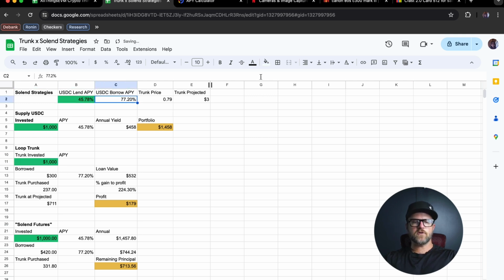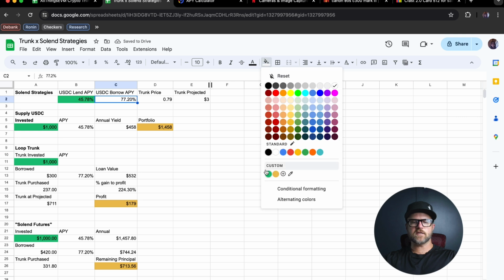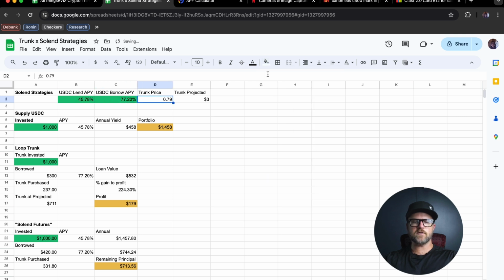Go ahead and update your APYs up here, guys, as well, based on the current values, and the price of Trunk is also listed here. And then you can change this Trunk projected price as well to help you navigate this spreadsheet. But we don't recommend going any higher than 30% of loan to value ratio, or $300 per $1,000 invested, as it could lead to liquidations if the price of Trunk were to swing violently.